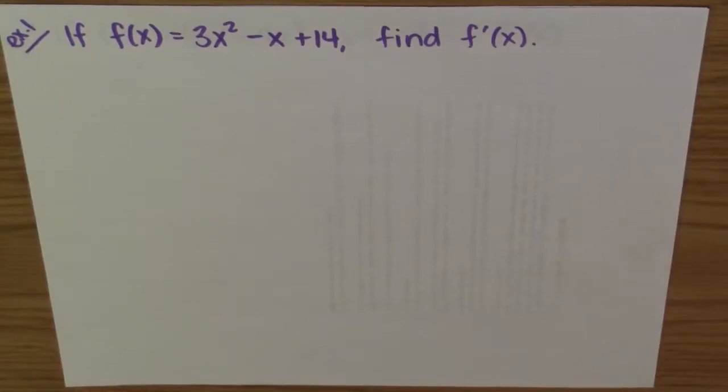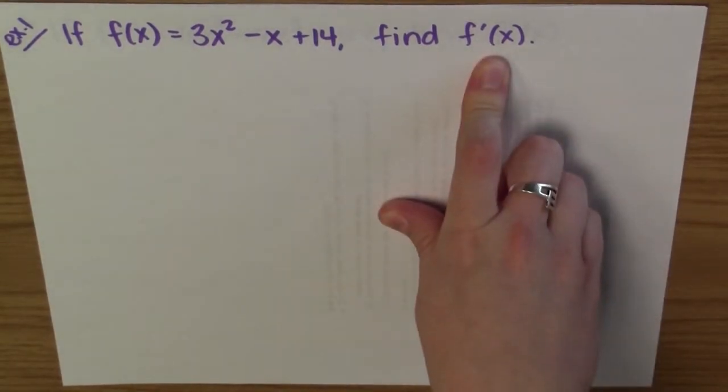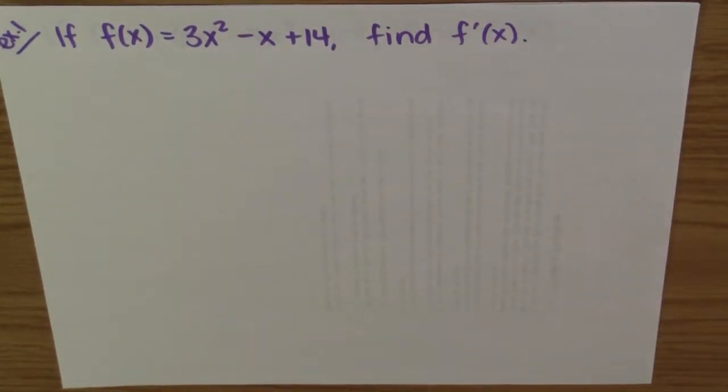Here's our first example. I have f of x equals 3x squared minus x plus 14, and what I want to do is find the derivative of this f. Again, I'm using here the prime notation for the derivative. This function is a polynomial, so I'm anticipating that I won't have too much trouble. After all, polynomials are my favorite kinds of functions. So we know about the power rule, because I just reminded you of that.